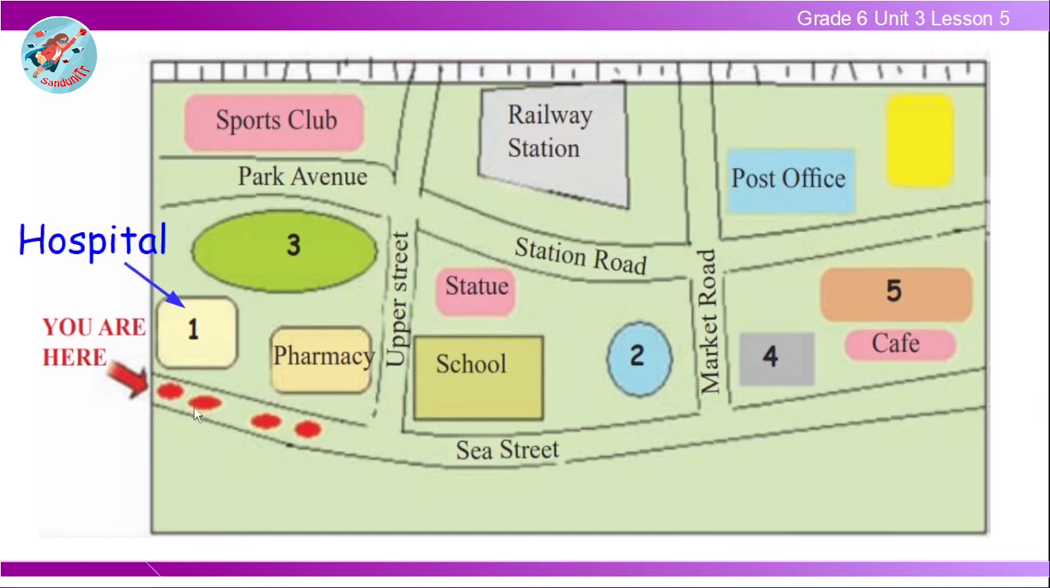Go along that road and turn to Upper Street. The building on your left is the pharmacy. Go along that road until you find the playground on your left. It is number 3. So here we can name the playground, that is number 3.